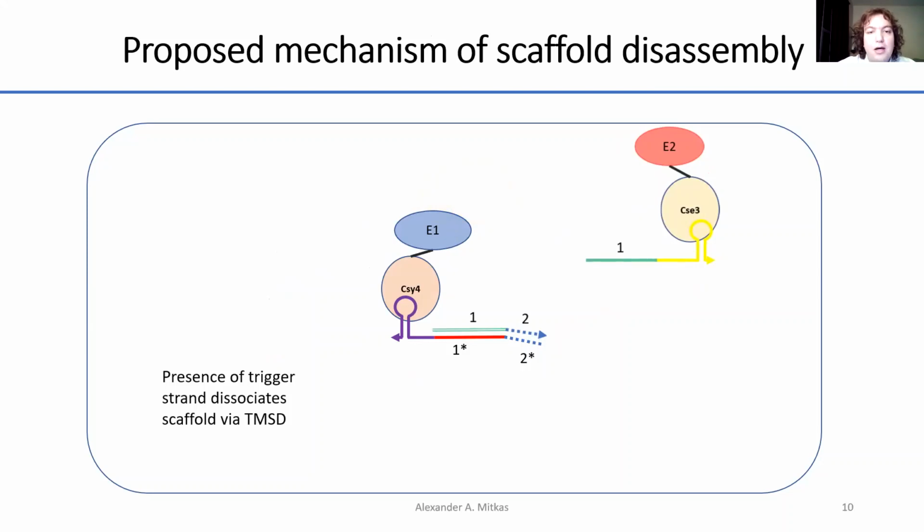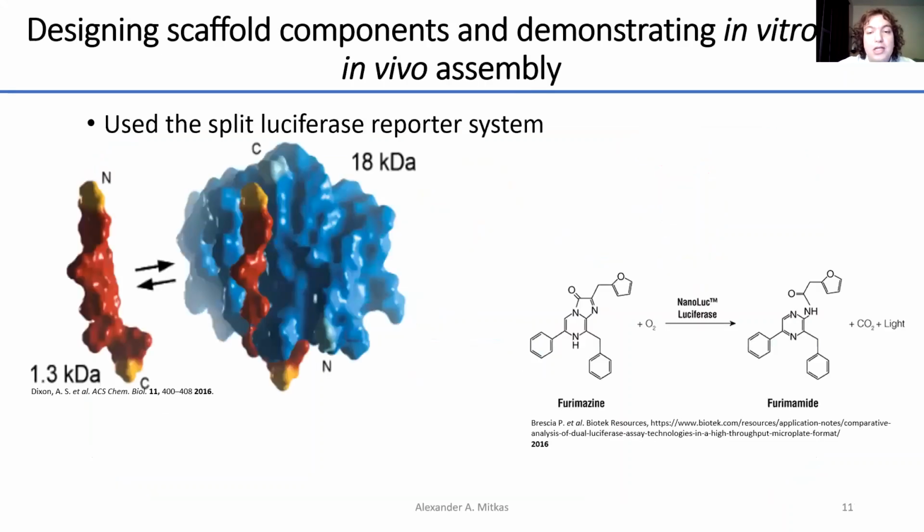So now that we've established how the scaffold should work, the next question is how do we quantify this level of assembly? And for that, we want to use a split luciferase reporter system. Split luciferase reporter system is comprised of the small bit over here and the large bit over here. The 2 apart have very minimal activity. However, when they are brought into close proximity with something such as our scaffold, we will see an increase in luminescence. So we can measure that luminescence and use that as evidence that our scaffold is actually assembling as expected.